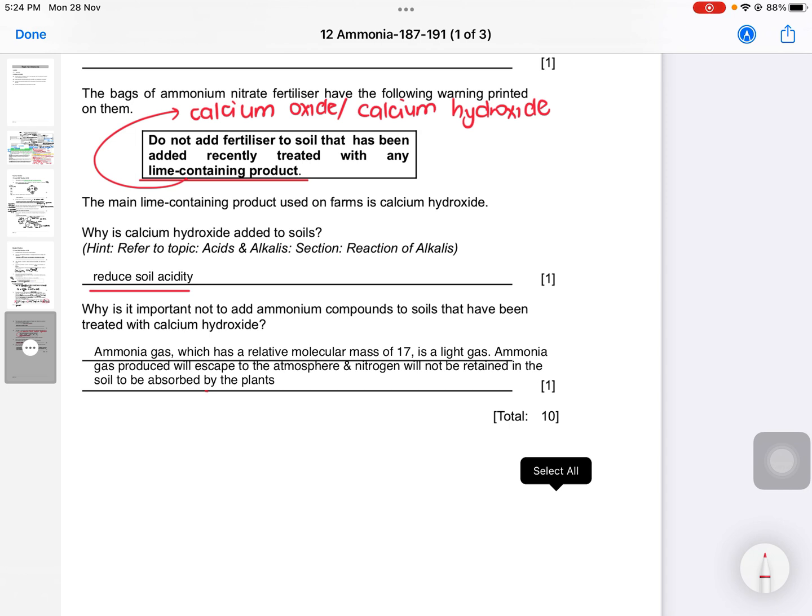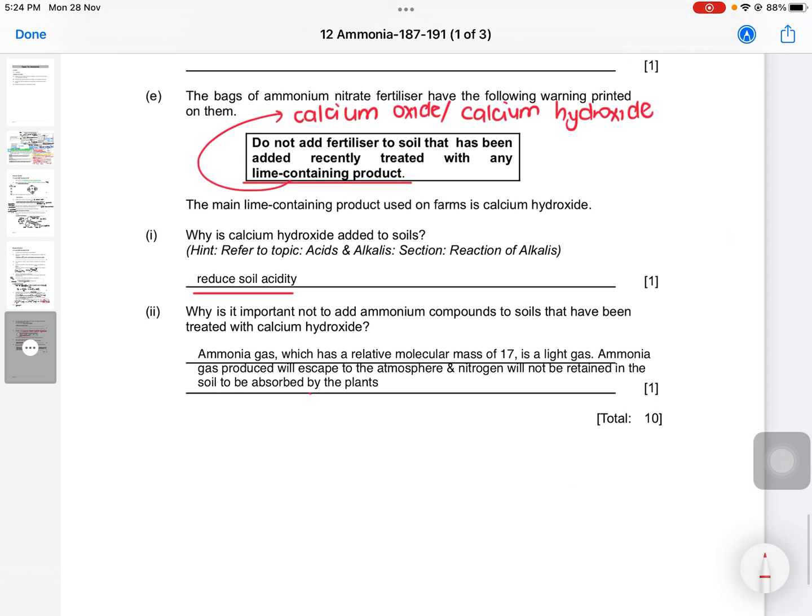Next, can you please try the questions in the worksheet? The answers are similar, and they only change the context. This means that hopefully by the end of the worksheet, you will be able to answer questions related to ammonia. So please try the worksheet questions. Thank you.